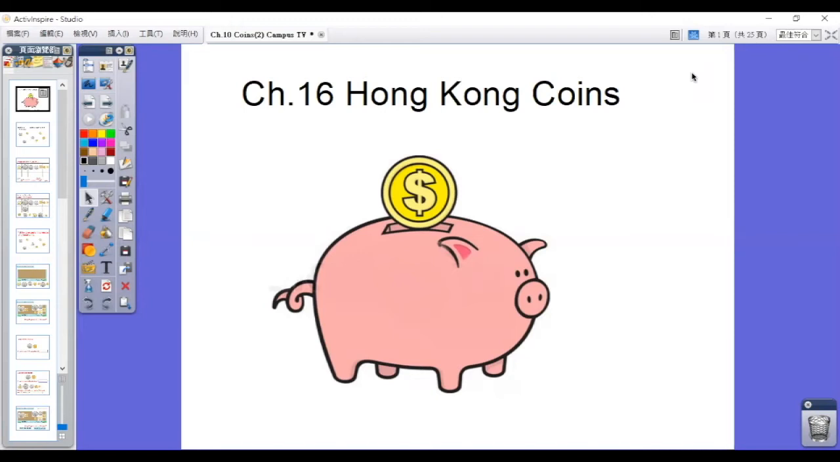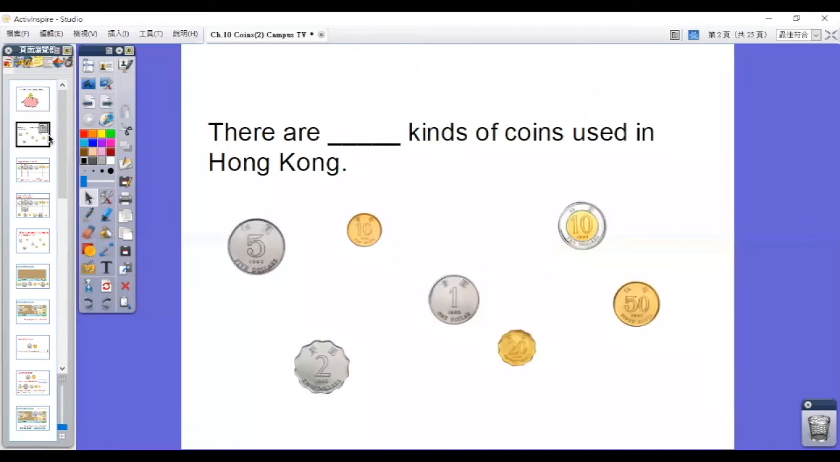Today we will talk about Primary 1, Book 1D, Chapter 16, Hong Kong coins. Do you know how many kinds of coins are used in Hong Kong? Let's count. Yes, there are 7 kinds of coins used in Hong Kong. So now we will talk about their values and characteristics.